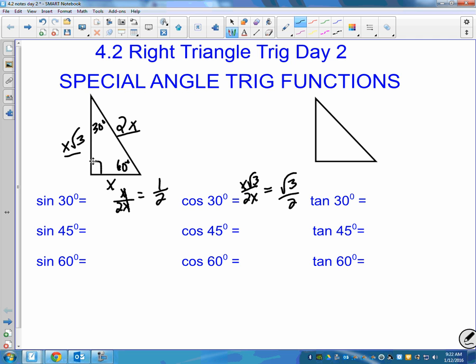And what would the tangent of 30 degrees be? Yeah, because opposite over adjacent would be 1 over square root of 3, because the x's would cancel, or that would reduce to square root of 3 over 3. Again, both of those are accepted. Square root of 3. Yes.